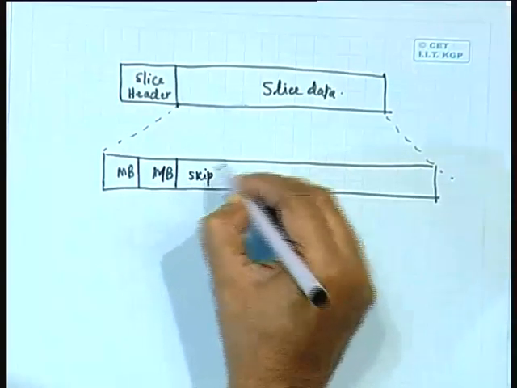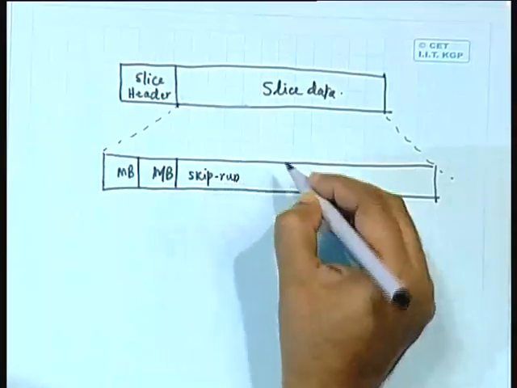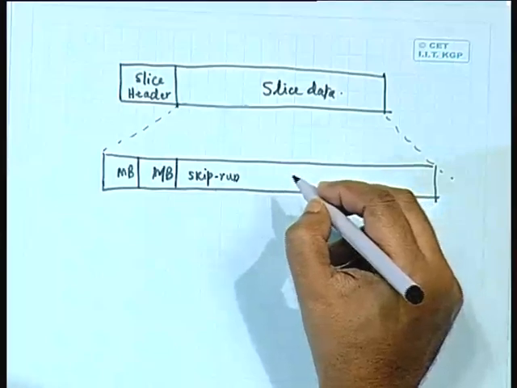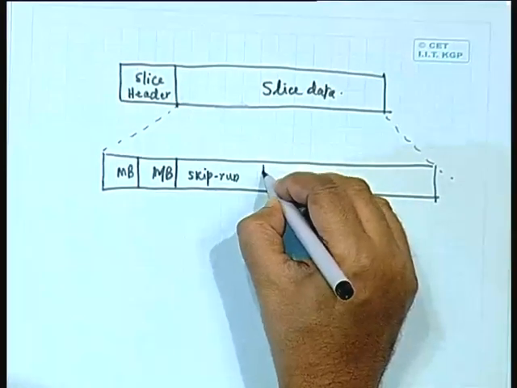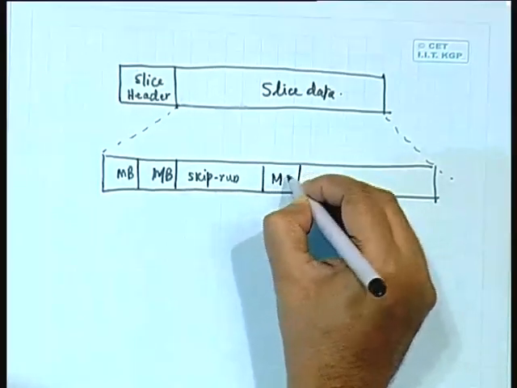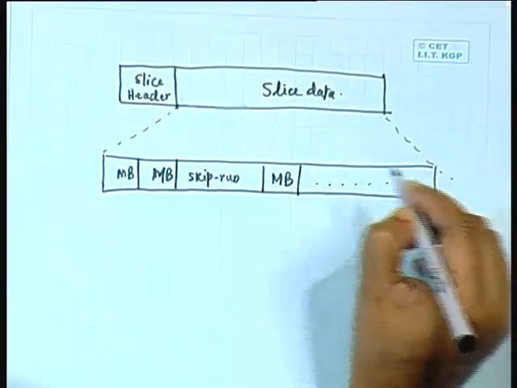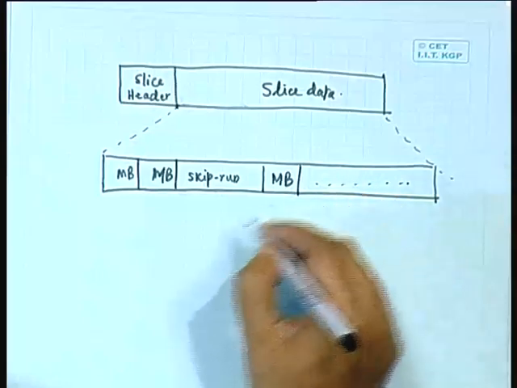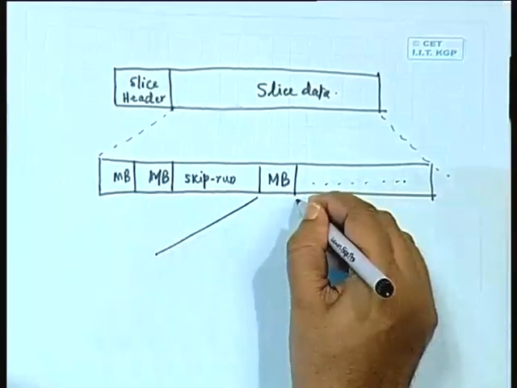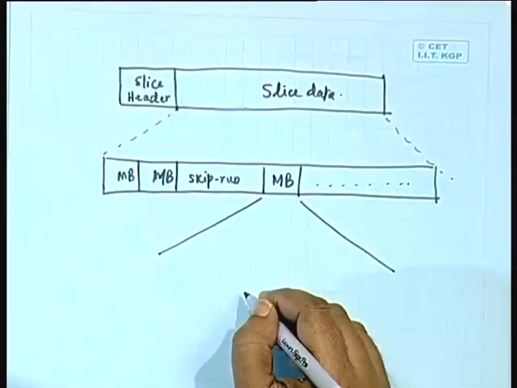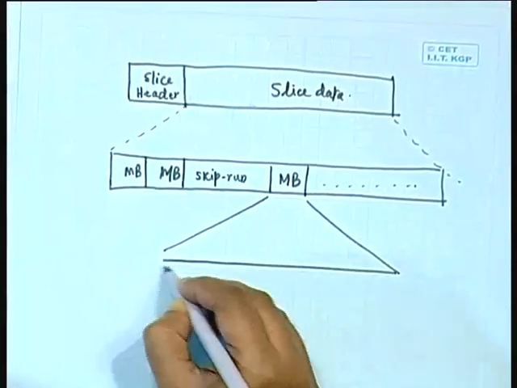And not all macro blocks are going to be encoded, because as I was telling you, there is also what is called the skipped macro block mode. So, there will be some skipped run of macro blocks, and then again there will be some macro blocks which are to be encoded, and this is how it goes. And whenever you see the data structure of the macro block, or the macro block syntax, you will find the presence of these fields.